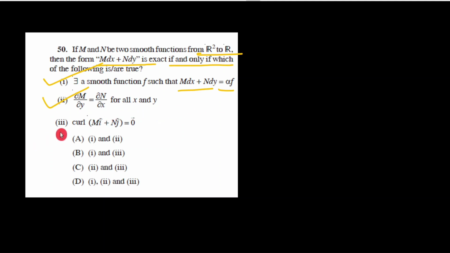And option number 3, the curl of mi plus nj equal to 0. This is also a correct option. Therefore these three statements are all correct options. So option D is correct here clearly. Now go to question number 51.